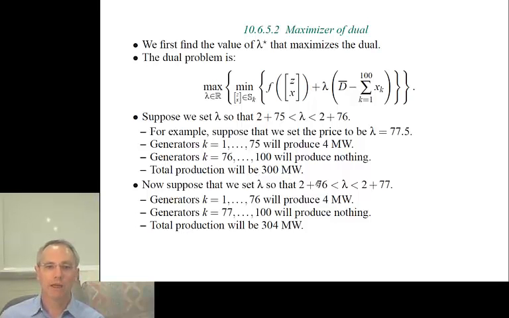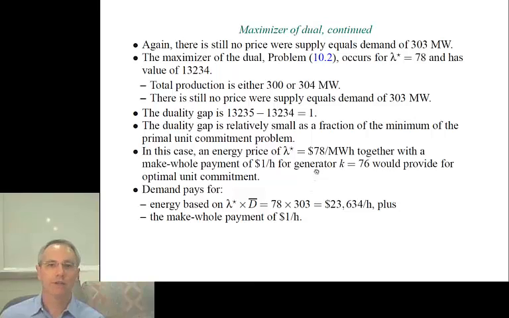If we bump it up a little bit more, then we find that total production is 304 megawatts. As previously, we cannot match supply to demand with prices. However, the maximizer of the dual occurs for lambda star equal to 78, and it has value 13,234. Total production would be 300 or 304 megawatts. There'd still be no price where supply equals demand, but we have a small duality gap. It's very small, and relatively small as a fraction of the minimum of the primal unit commitment problem.